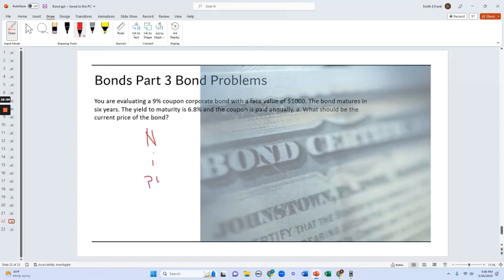I, PV, payment, and future value. We know it matures at $1,000. We know that it is a 9% coupon, so 0.09 times $1,000 is $90. We know that the market wants 6.8%, and that you have a period of 6 years. And it's annual compounding, so we don't have to change anything on that. And we put that in the calculator. We'll see what we get.